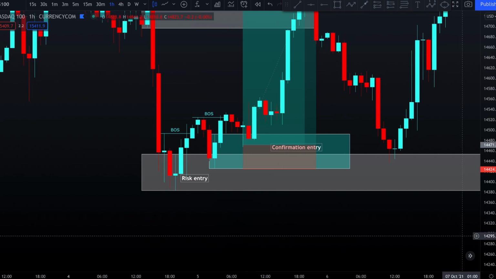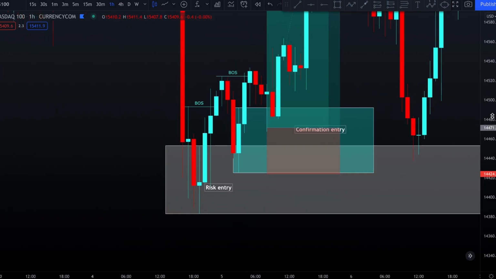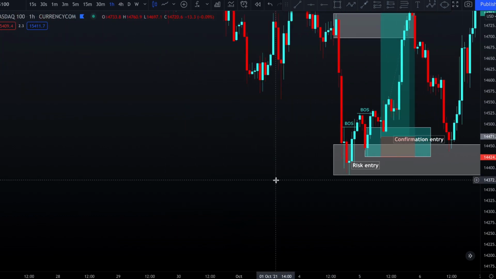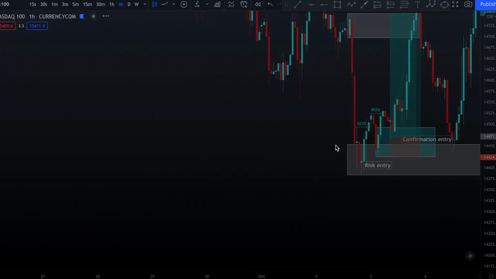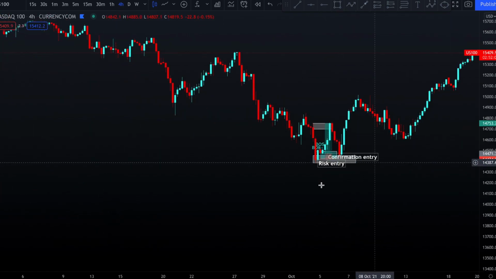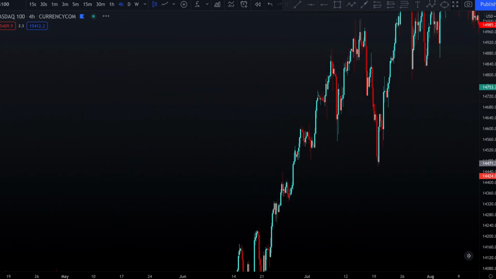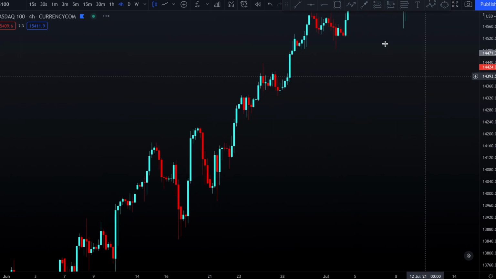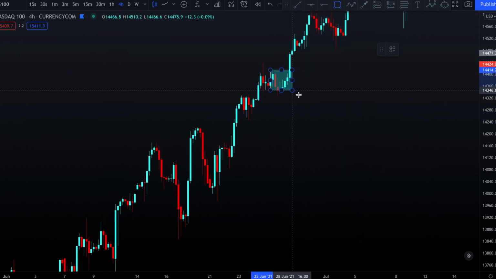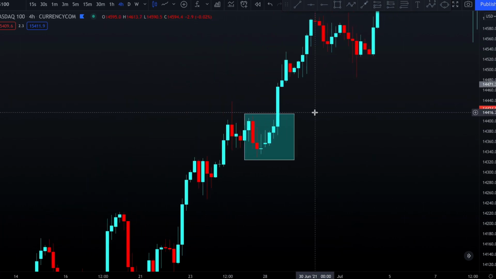So again, like I said to you, you need to treat these areas as points of interest. Let's actually go back and see if we can see why price came into this area. Now, this is the area that price reacted from. So let's go and see why it reacted off of there.